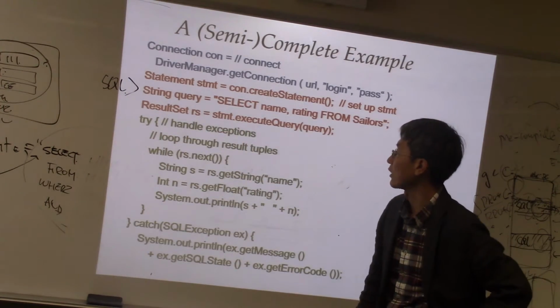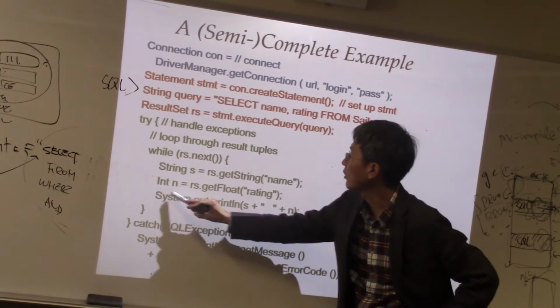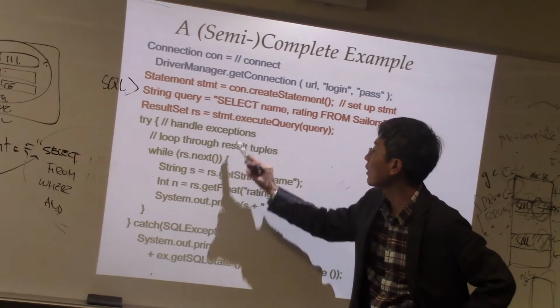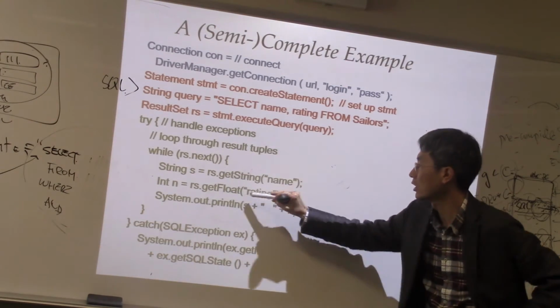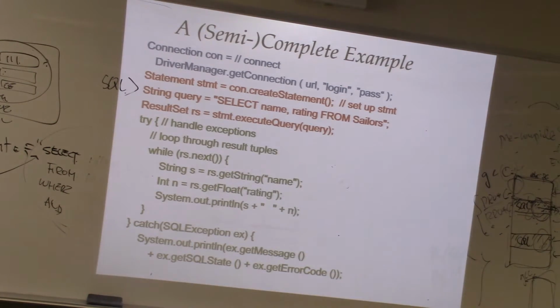Okay, result set. Then how can we access the data one at a time? Next, with a for-each loop, we can easily access the data. We can do whatever we want.